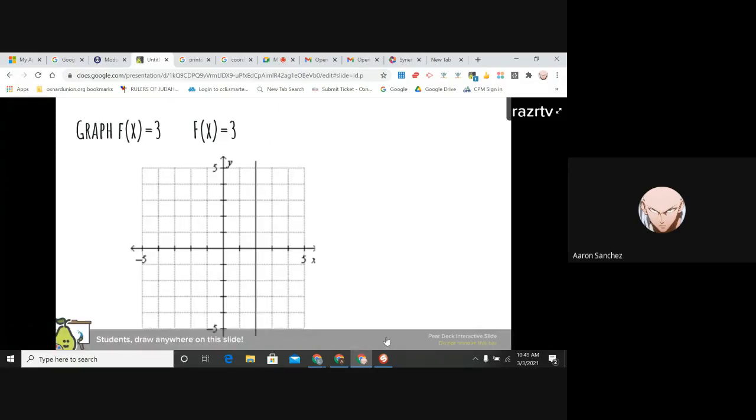Okay, now this one, graph f of x equals 3. This one, you guys don't really know how to do, so I'm going to show you so you can be ready for this on the test. f of x equals 3. Okay, so we're going to graph that. f of x equals 3.